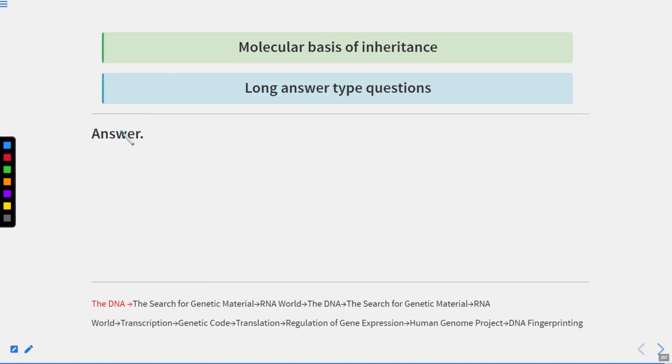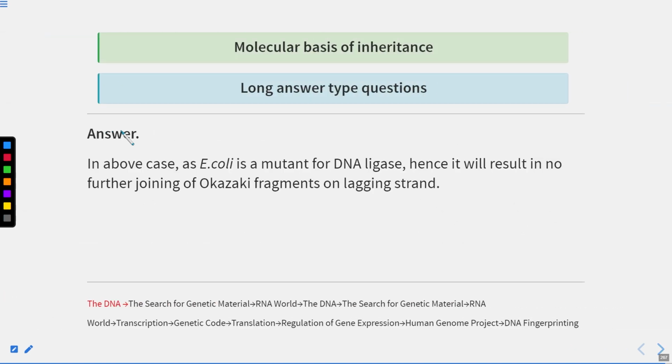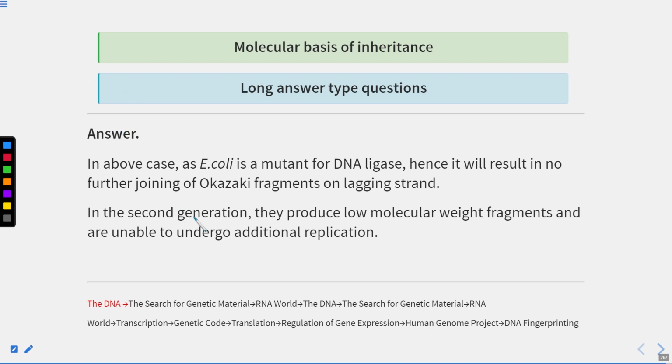All right, now let's talk about the answer here. In this case, you can see E. coli, which is mutant for DNA ligase. There will be no further joining of the Okazaki fragments that are produced on the lagging strand. Okay, this is clear. So what is happening here? In the second generation, they will produce low molecular weight fragments that are unable to undergo additional replication.